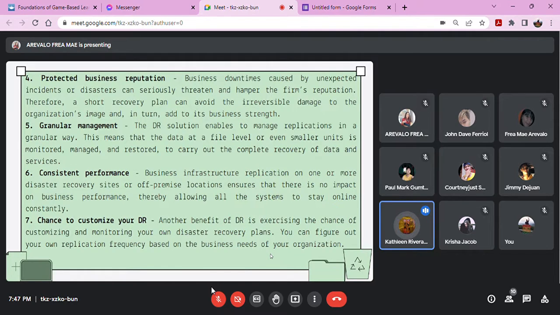Number seven, chance to customize your DR. Another benefit of DR is the chance of customizing and monitoring your own disaster recovery plans. You can figure out your own replication frequency based on the business needs of your organization.